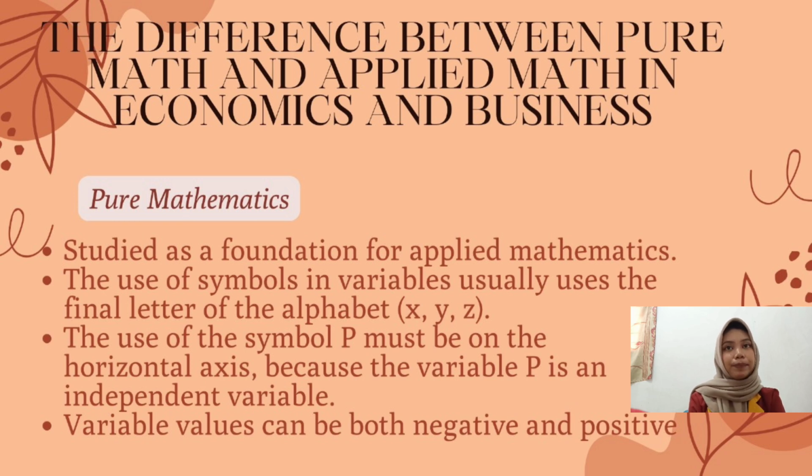The first one is pure mathematics. The difference is studied as a foundation for applied mathematics, and the use of symbol in variables usually use the final letter of the alphabet: X, Y, and Z, and the use of symbol P must be on the horizontal axis because the variable P is an independent variable. And the last one is variable values can be both negative and positive.